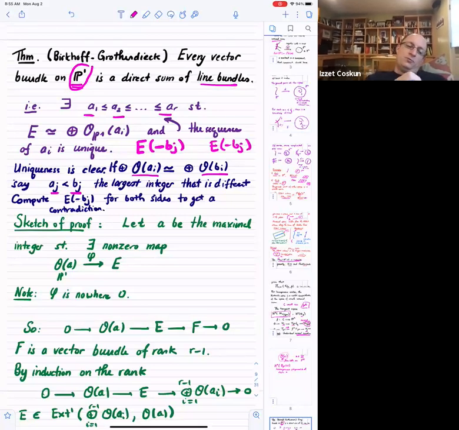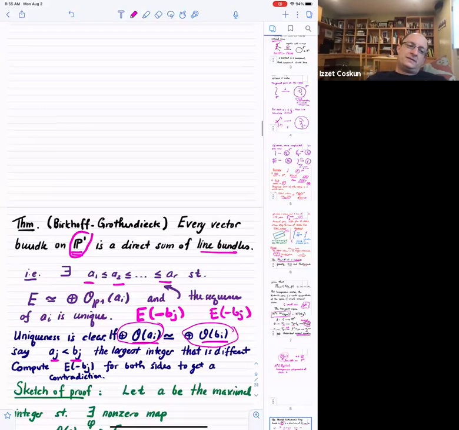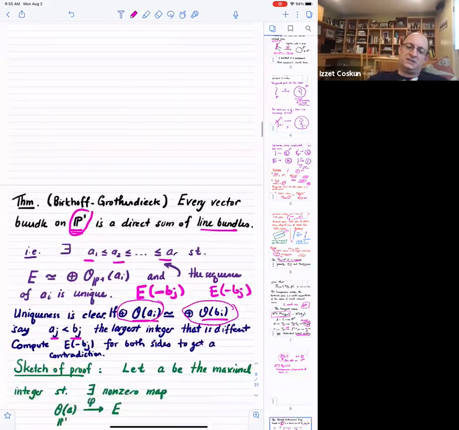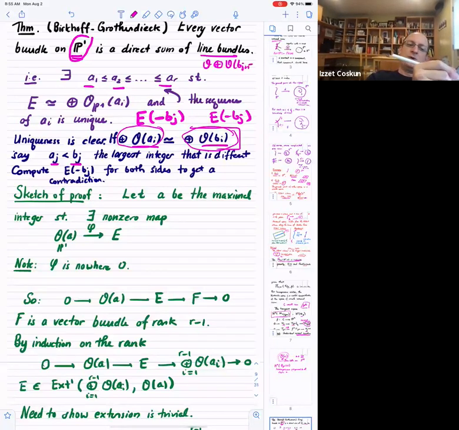Right? Well, on the one hand, it's looking like this, and on the other hand, it's looking like this. If I twist this thing by minus BJ, you see, I know what the global sections are. The global sections of something of the form O of A is the homogeneous polynomials of degree A. Now you see on this side, it looks like O plus O of BJ plus 1 minus BJ, and so on and so forth.